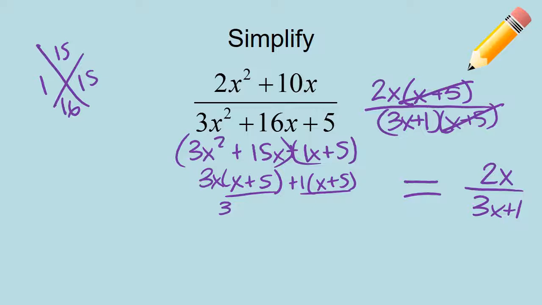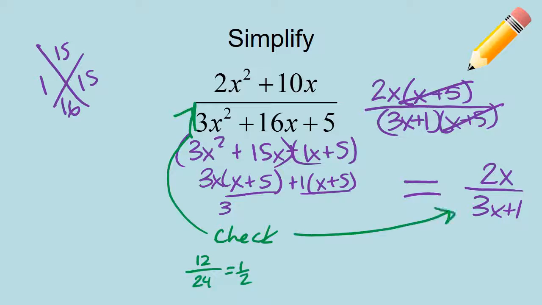Let's do a quick check. If I plug in 1 into the original question, I'd have a 2 plus 10, which is 12. If I plug 1 into the bottom, I'm going to have, let's see, 19 plus 5, 24, which is a half. If I check 1 in here, I'm going to have 2 over 4, which is also 1/2. So at least they're equivalent, which means I'm on the right track.